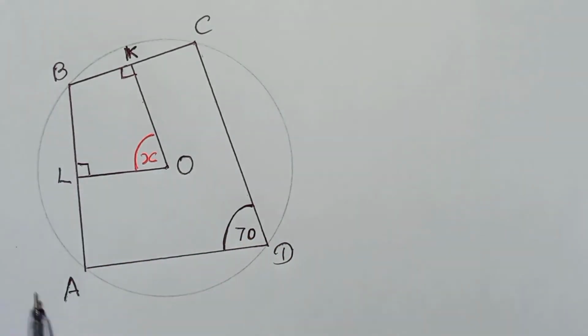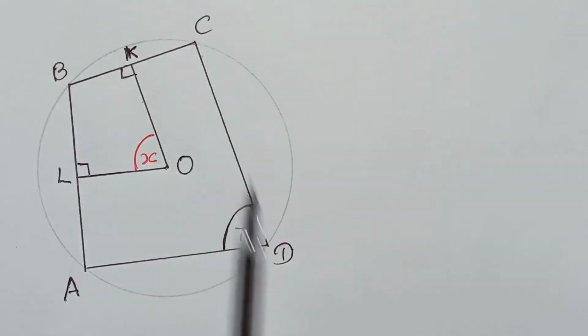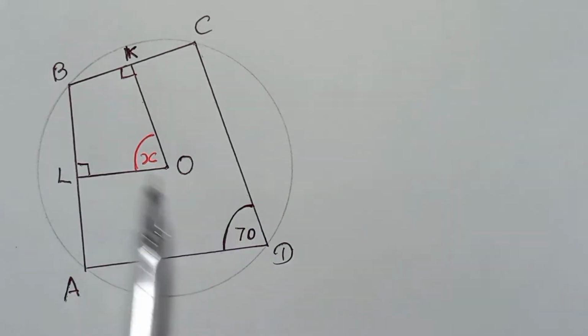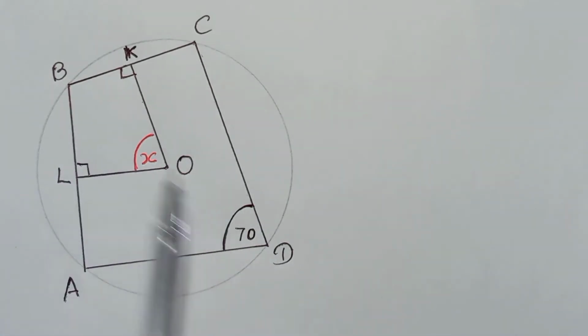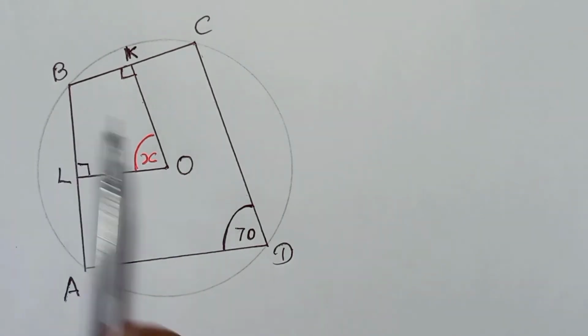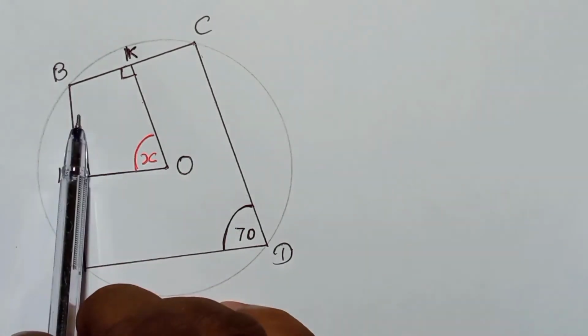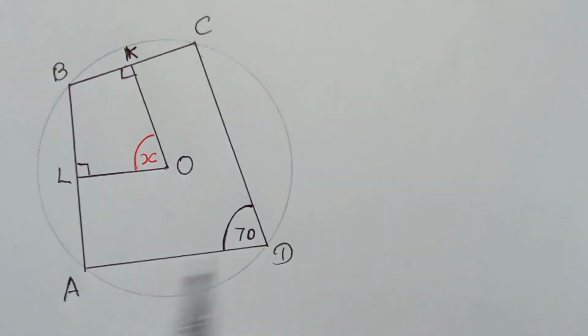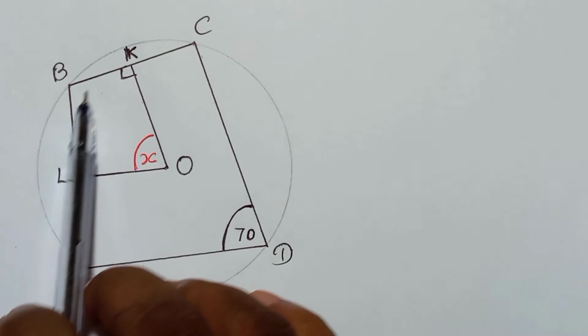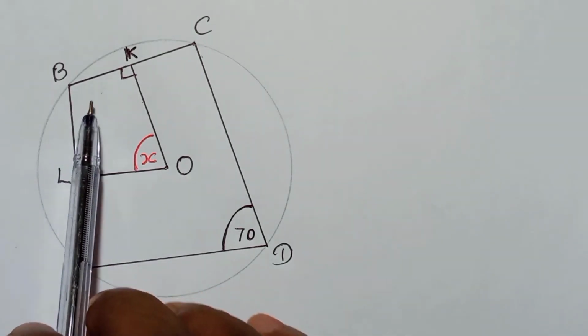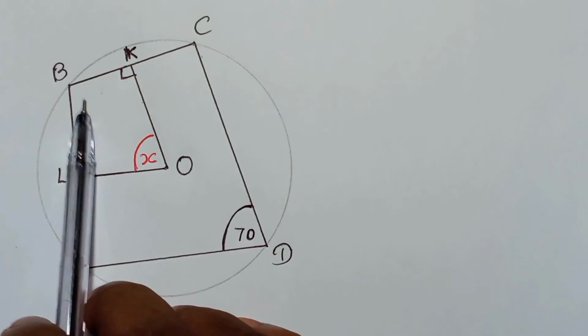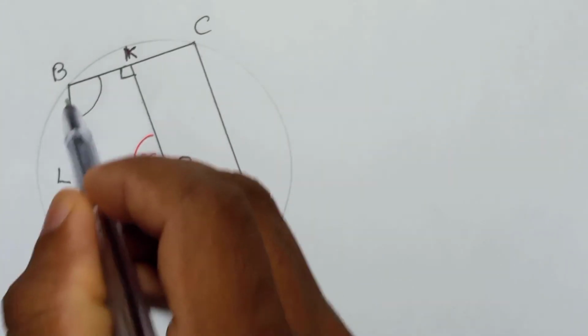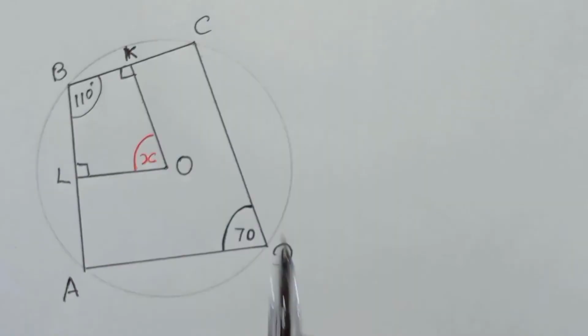Then if you consider ABCD, this is a cyclic quadrilateral. In a cyclic quadrilateral, the opposite angles add up to 180. If this is 70, this must be 110, because angle ABC plus angle CBA, that means this one, 70, plus this angle, BCA, must be 180. So if this is 70, this must be 110, right? This must be 110.